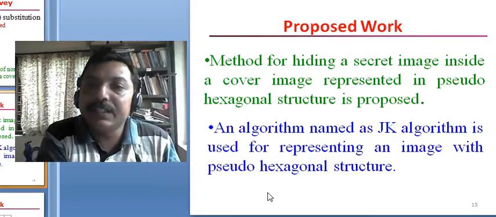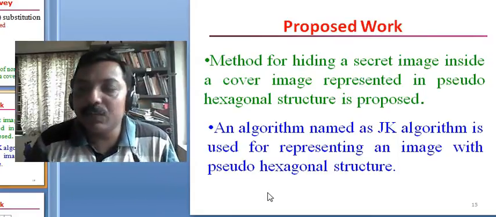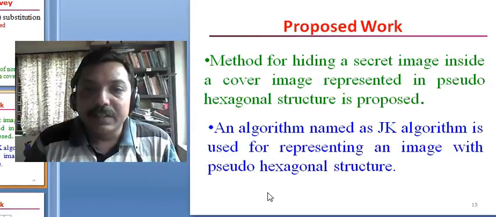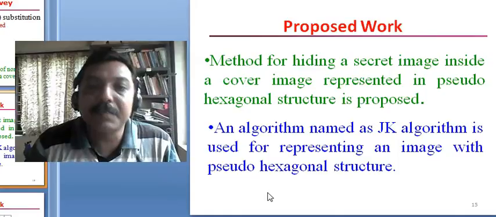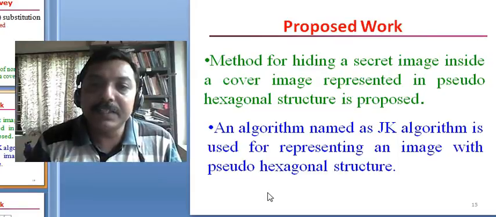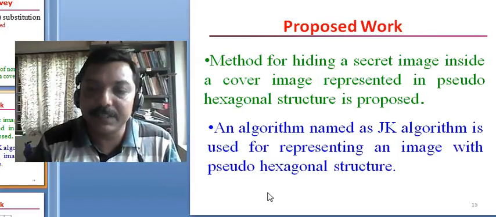Now let us see the proposed work. In our proposed work, we have come up with a method of hiding an image in a cover image, where this cover image is represented using a pseudo-hexagonal structure. And please keep in mind that only the cover image is in pseudo-hexagonal structure, and the secret image is represented using the conventional method.